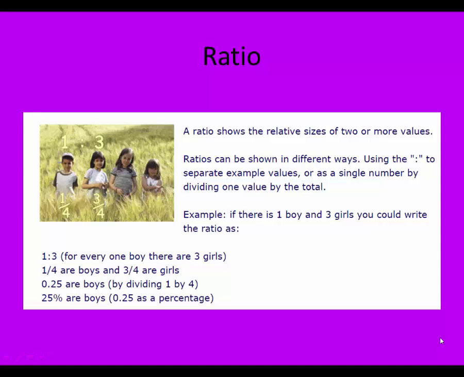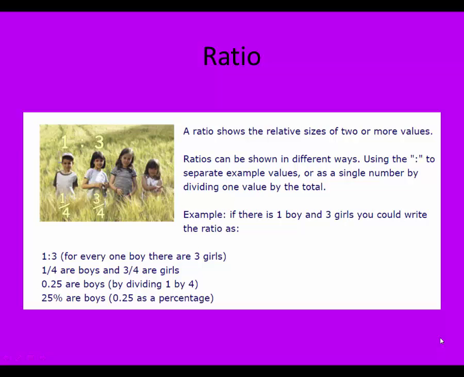Hello everyone, go ahead and get out your math vocabulary notebooks. We're going to start a new range of our vocabulary words. Next week and starting today, we're going to get into our new unit over rates and ratios.